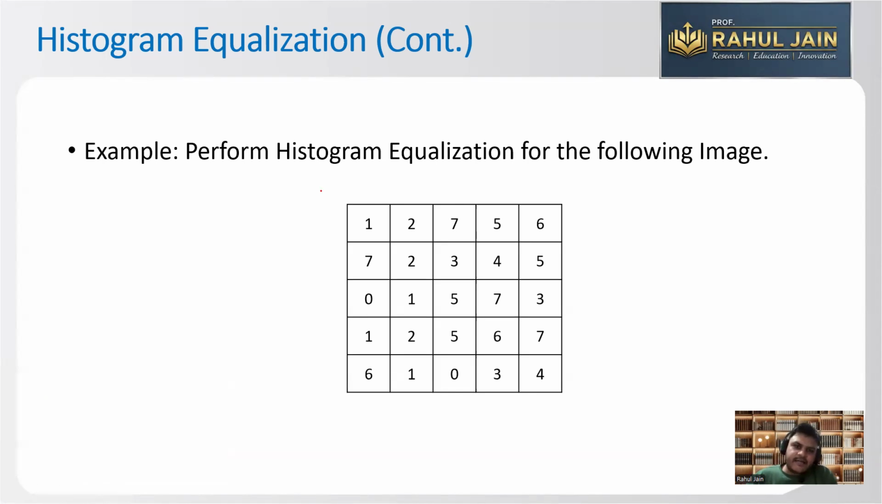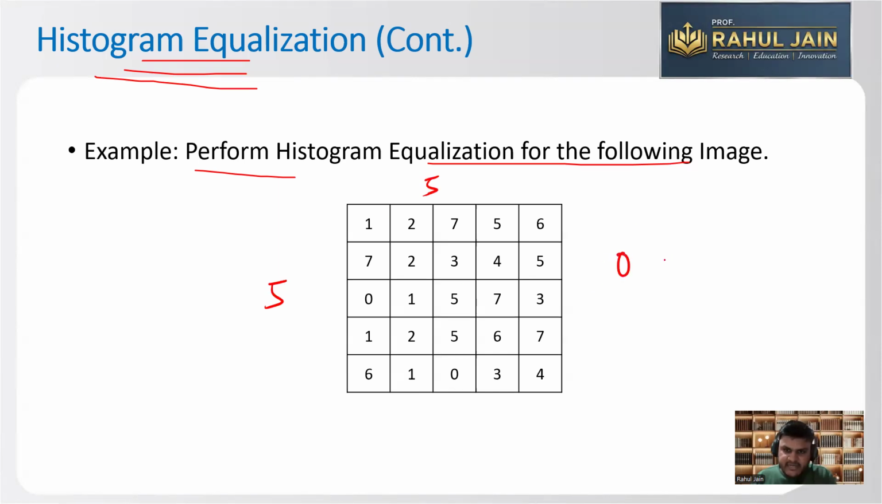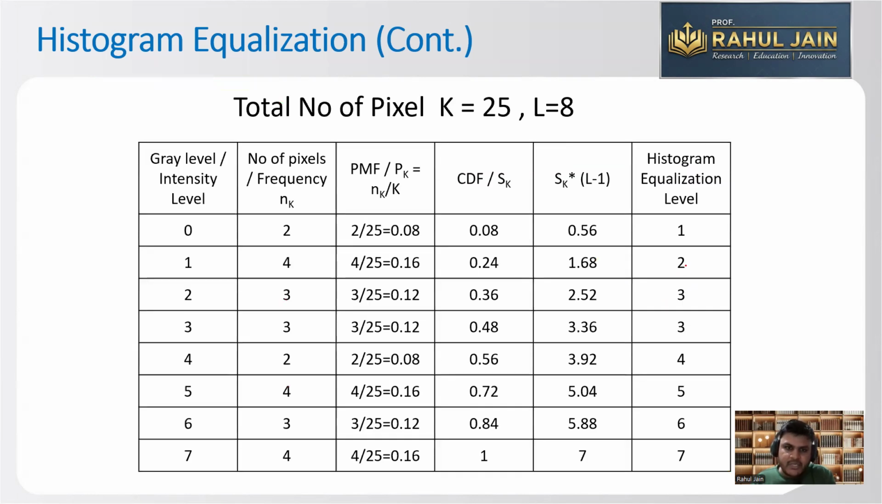So in this particular series of computer vision lectures, this is histogram equalization lecture 4, part 4, and multiple lectures we have already discussed in the computer vision fundamentals. So here we are going to do one practice question on how to calculate the histogram equalization. For example, the problem is to perform the histogram equalization for the following image. You know that this is a 5 by 5 image and these are the intensity levels. Minimum intensity is 0, maximum is 7. So it is a grayscale image of 3-bit depth.